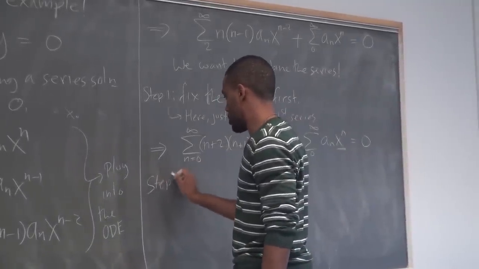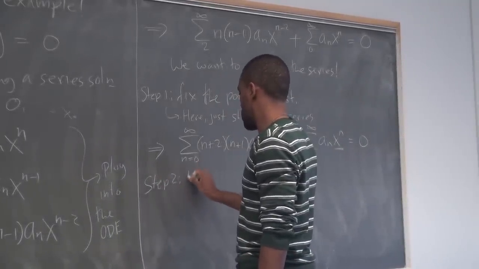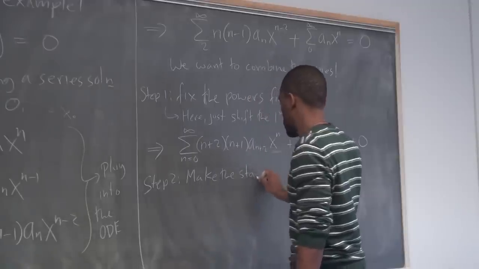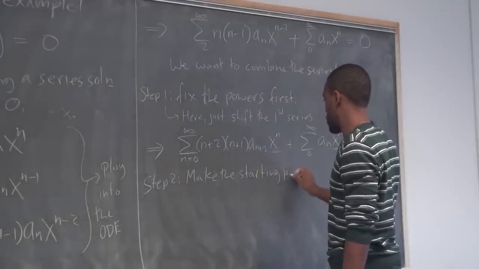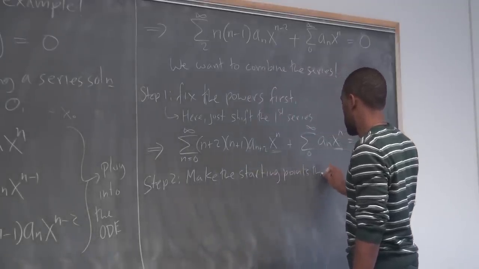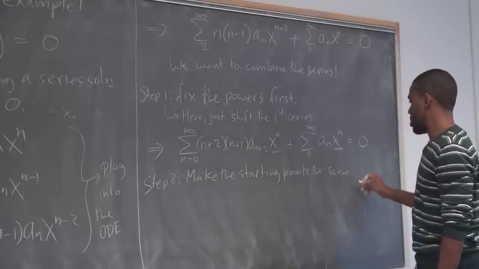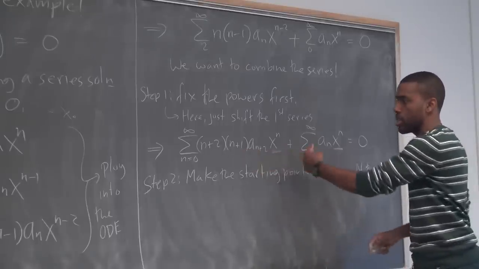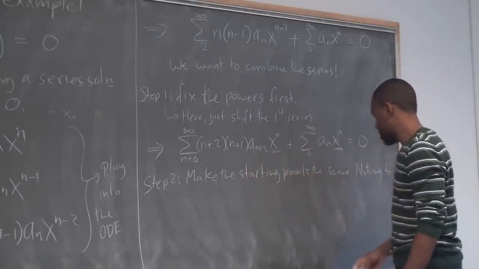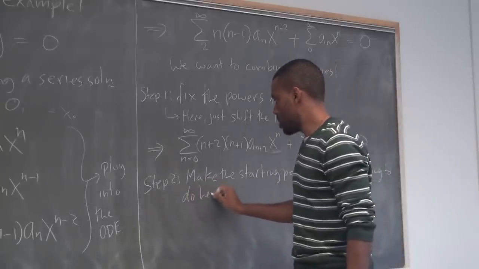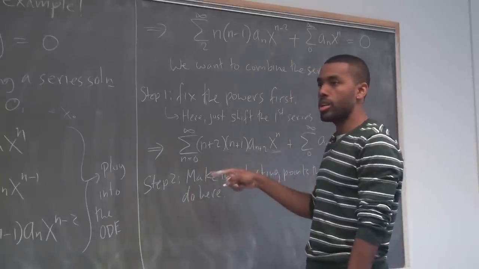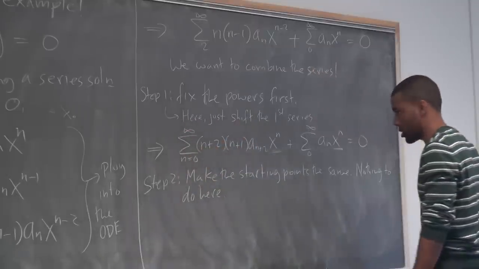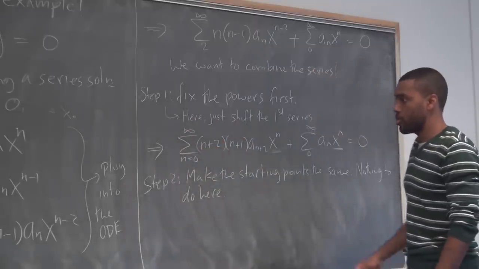Step two. Nothing to do here. So just by fixing the powers that automatically fixes the index, we're good. But there are times when the indexes might not agree, and how you deal with that is you just evaluate some of the series and start them off somewhere else. We'll do examples of that. This is just one of the first examples.